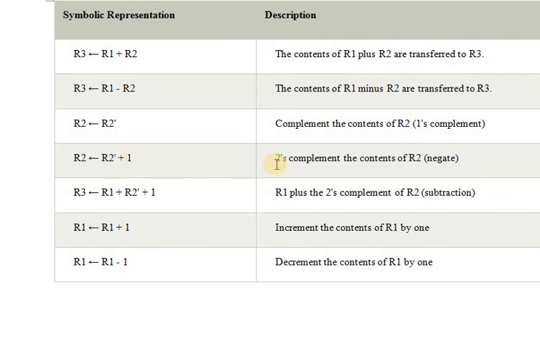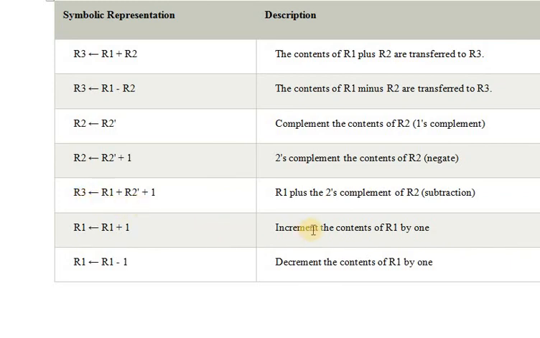Here see, the 2's complement of R2. You are performing the 2's complement. First you make the 1's complement and then you add plus 1. That will make the given binary digit its 2's complement. Now R1 plus the 2's complement: you perform the 2's complement, then add it with R1, and that content is stored in R3.